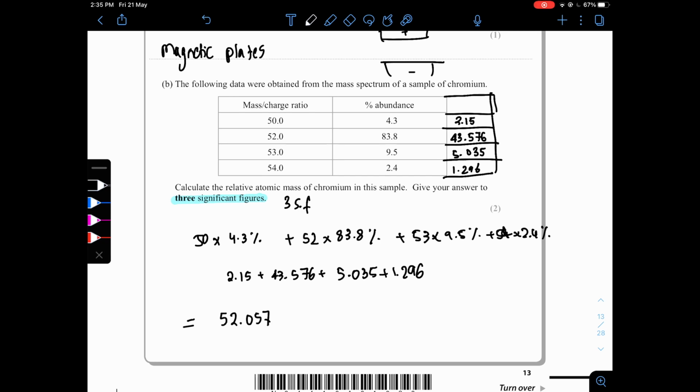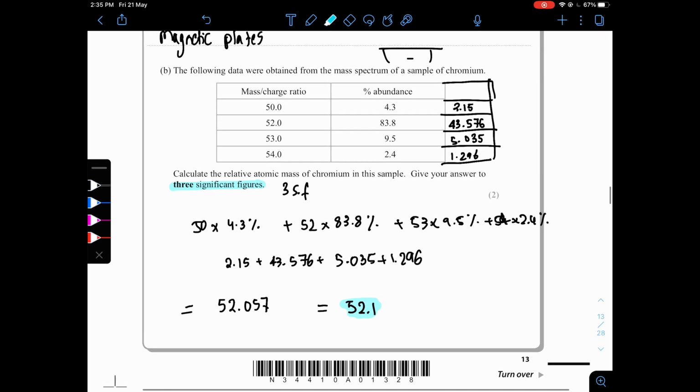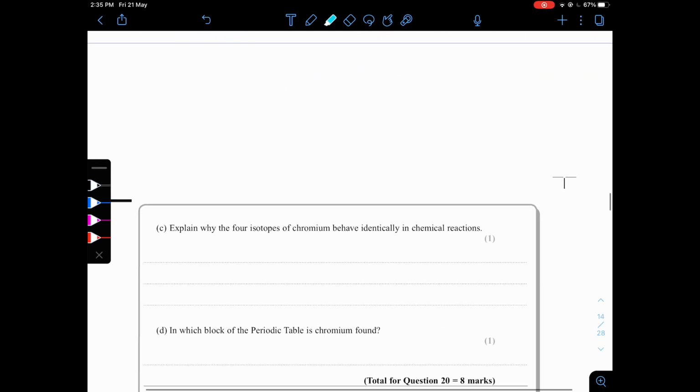52.057. But that's not what they want. They want three significant figures. So our final answer should be 52.1. That is our final answer. Okay. So, next question.